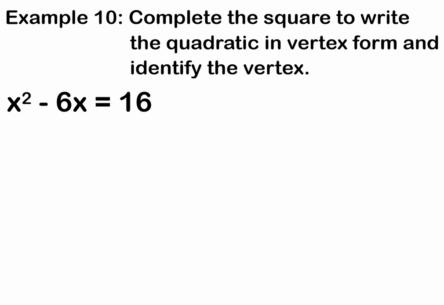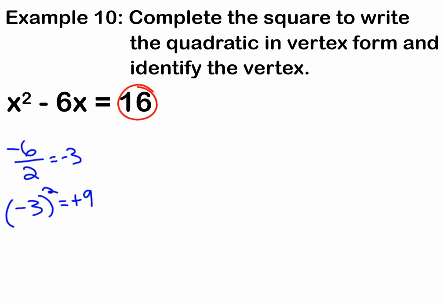Okay, let's take a look. Notice this one already has step number 1 done for us. The constant is already on the opposite side. So I'm going to go ahead and jump to step number 2, which is where I take negative 6 divided by 2 to get negative 3. I'm going to take negative 3 and square it to get positive 9.